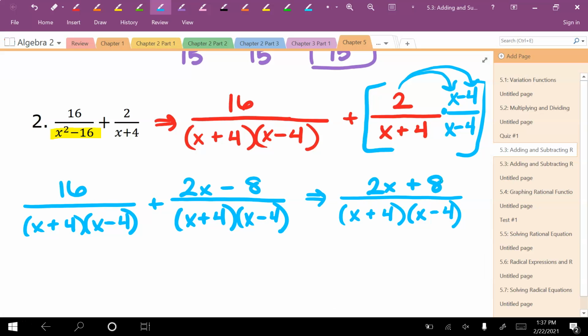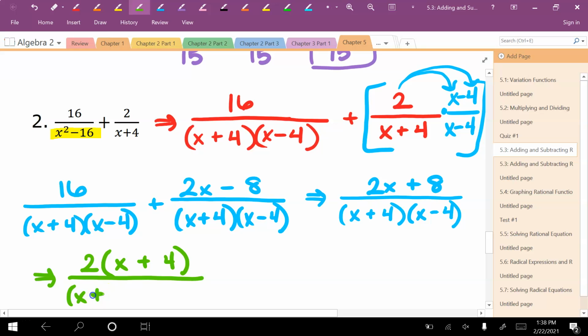16 minus 8 is going to be positive 8. Now, on the top, is there anything that I could factor out of that expression, 2x plus 8? 2? What would it say if I took a 2 out? Right, x plus 4. And this is still over x plus 4, x minus 4. Good, so these x plus 4s are going to cancel. What am I left with on top? 2, and then we have x minus 4 on the bottom.